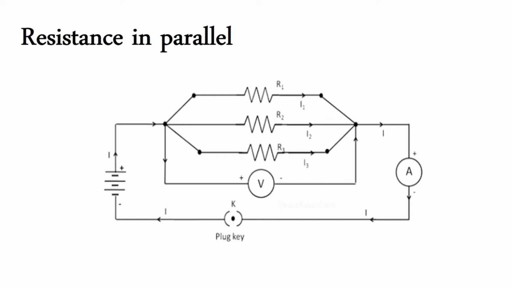So in this parallel combination, when the current reaches this point, it will go into the resistor R1, and that current will be I1. It will go into R2, and that current will be I2. In the same manner, when the current goes into the R3 resistor, it will be I3. And the voltmeter is also connected in parallel combination.